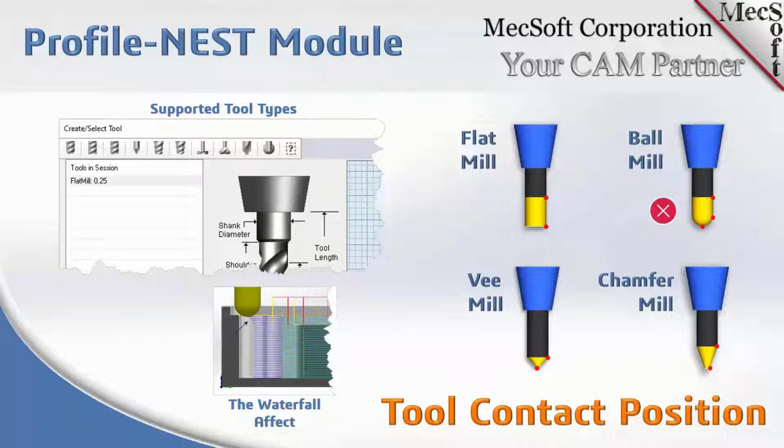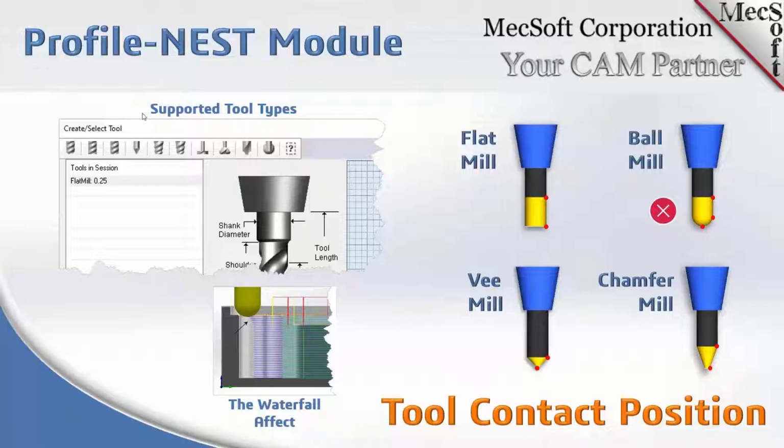So what we have here is an example of the types of tools that you might use in 2.5 axis machining. We have a flat mill, a ball mill, a chamfer mill, a V mill, excuse me, and then a chamfer mill. The red X by the ball mill is an indicator that in most cases the ball mill is not used in 2.5 axis because the ball will ride over any control geometry that you select. You can see that in the waterfall effect that we're showing down here.